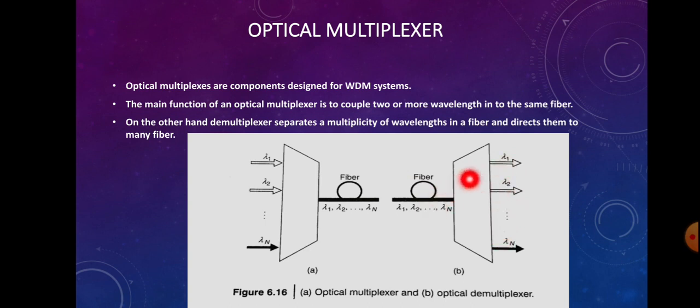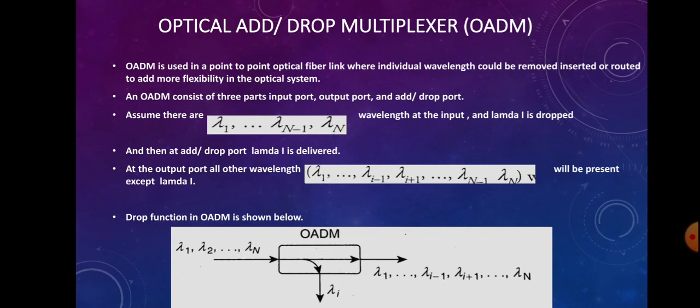That is, here lambda 1 is coupled to this fiber, lambda 2 is coupled to this fiber. That means it is separated into different channels. The information contained in these wavelengths is transmitted to different channels. And in the case of multiplexing, different signals coming from different channels will be multiplexed onto the same channel. That is the basic function of a multiplexer and demultiplexer. Next we will see the optical add drop multiplexer, or OADM.